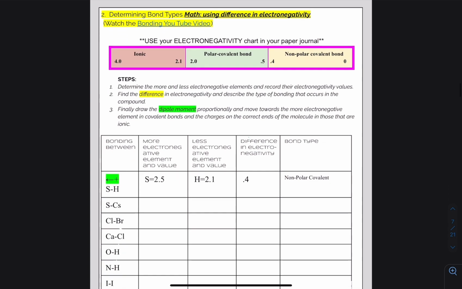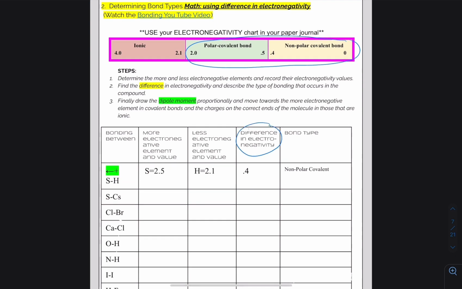For the second method, you're going to be using math to try to figure out if it's an ionic or covalent bond. And pay attention, here there are two different categories for a covalent bond: polar and nonpolar. So depending on what you get for the difference in electronegativity, that's going to determine the type of bond you have. To do the math piece of this portion, there's a video that's linked over here. You're going to go ahead and watch that video. It shows you exactly how to do the math piece, and how to figure out what kind of bond type it is.